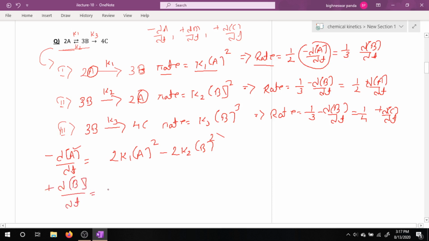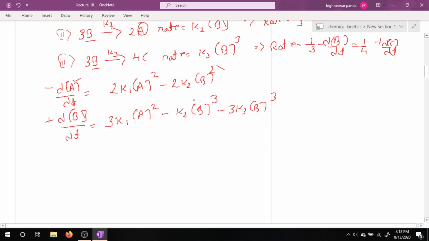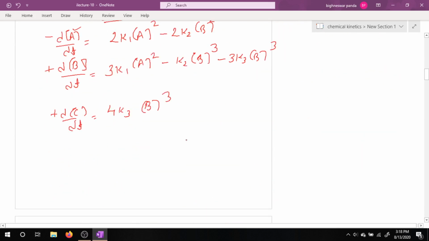For dB by dt, B is involved in all three reactions, so I have to calculate the net change in formation of B. Here B is in plus, but there it is in minus, so I can write 3k1[A]^2 minus 3k2[B]^3 minus 3k3[B]^3. And I have to calculate plus dC by dt, and C is involved in the third reaction only, so I can simply write 4k3[B]^3. This is all about the steady state approximation.